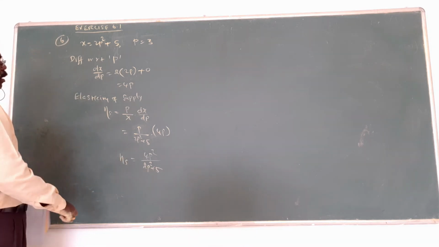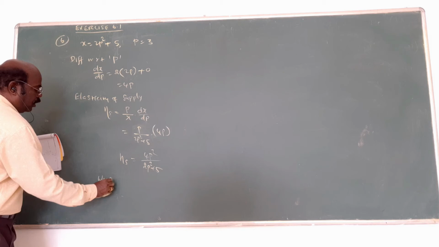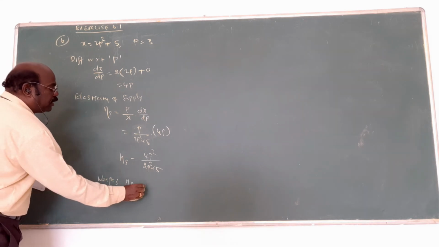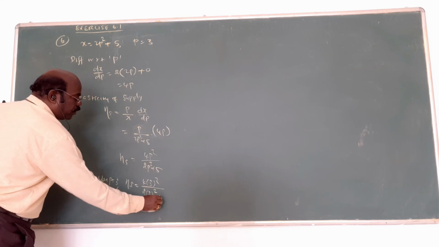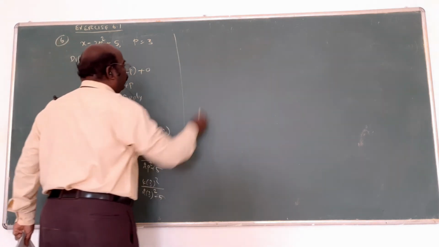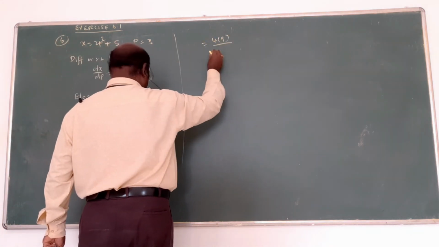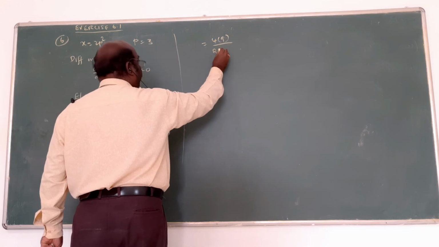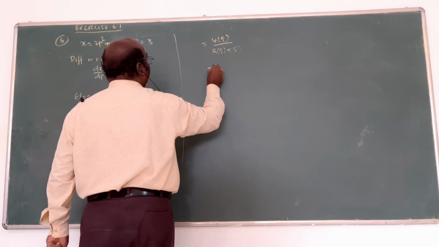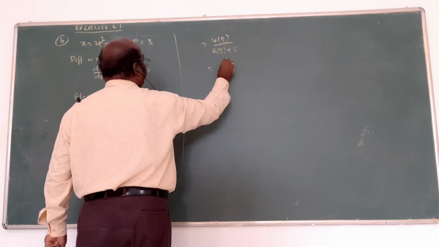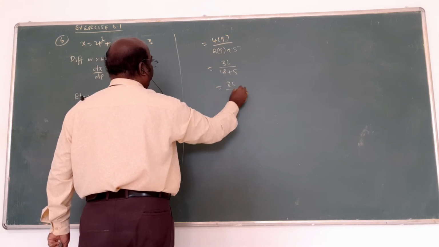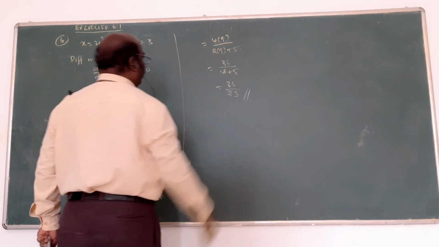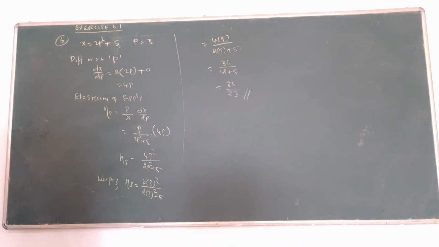This is the elasticity of supply. But what is given? When p = 3, ηs = (4 × 3²)/(2 × 3² + 5). 4 into 3² is 4 × 9 = 36. 2 into 3² is 18, plus 5 is 23. The cancellation is not possible. That's why the answer is 36/23.